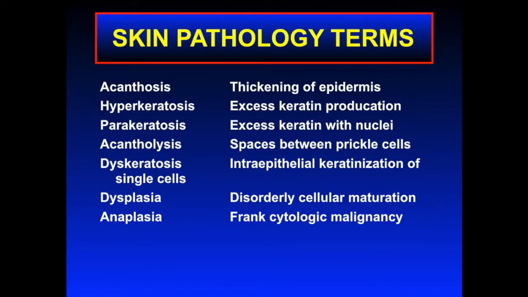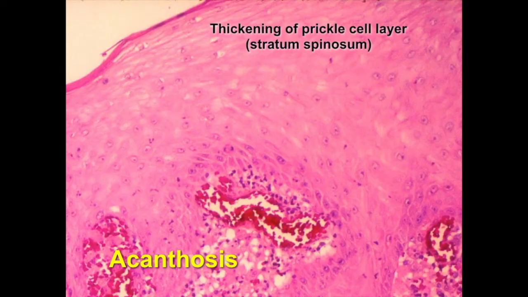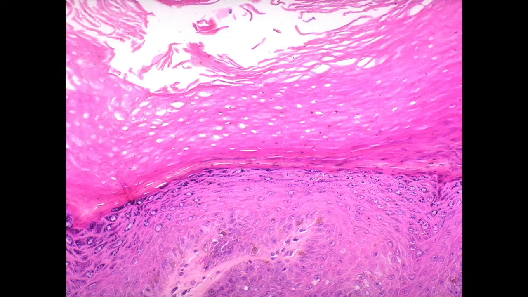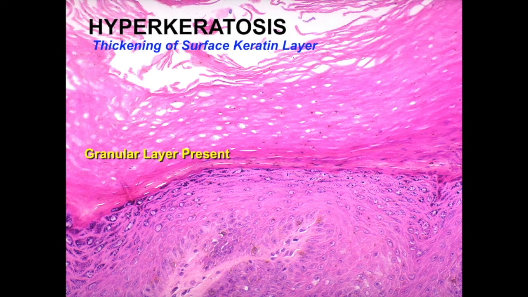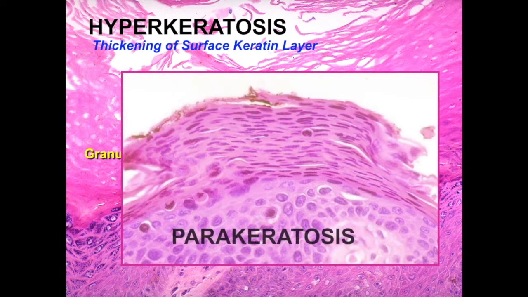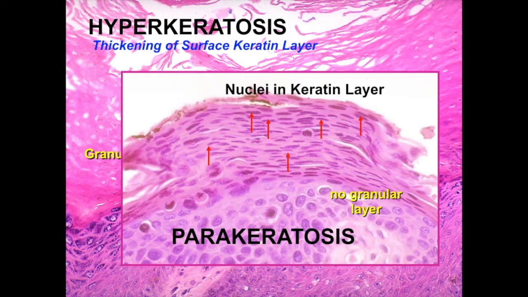Here are some of the terms that are applied by dermatopathologists to skin lesions. Acanthosis refers to thickening of the prickle cell layer or stratum spinosum. Hyperkeratosis is thickening of the keratin layer. In hyperkeratosis, the granular cell layer is present. In parakeratosis, the nuclei tend to be retained within the surface layer of keratin, and there is no granular cell layer. Parakeratosis tends to occur when there's more rapid cellular proliferation.